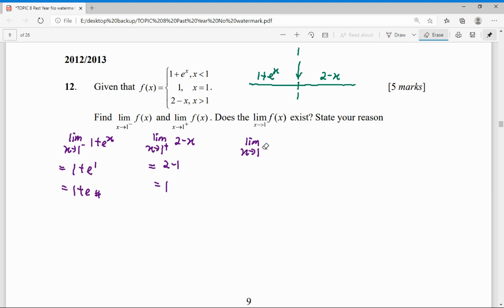So we answer the question, whether this limit exists or not. We can answer that the limit of the function when x approaches 1 does not exist. The reason is that the left-hand side limit is not the same as the right-hand side limit.